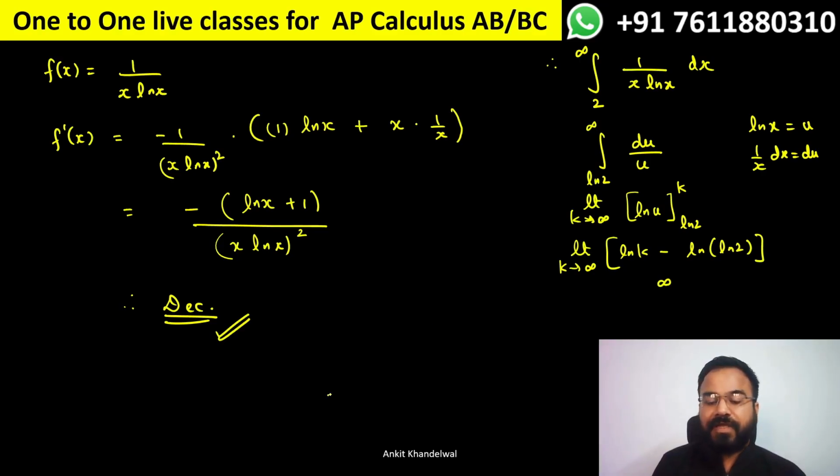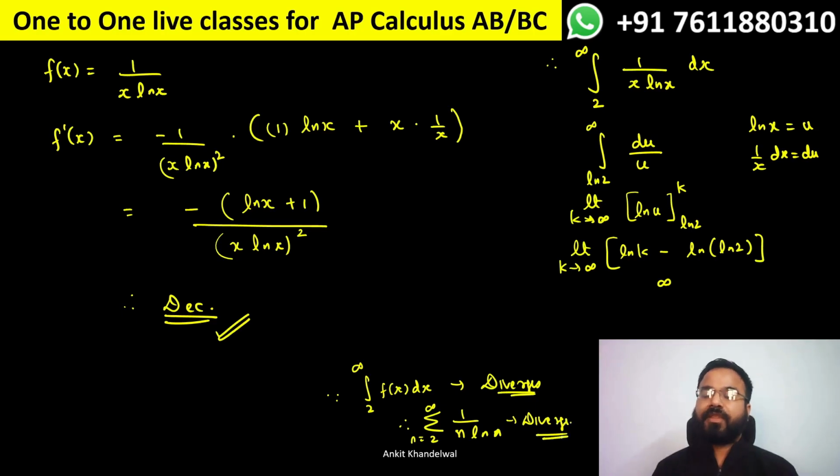So therefore we can say, since this function diverges, our series also diverges. The series is 1 upon n ln n, from n equal to 2 to infinity. This will also diverge. If the integral diverges, the series will also diverge. That's how we can use it.